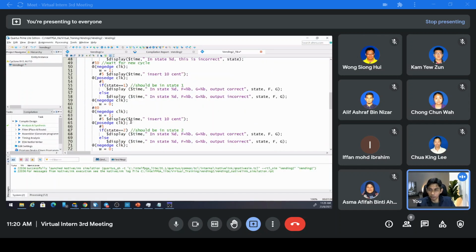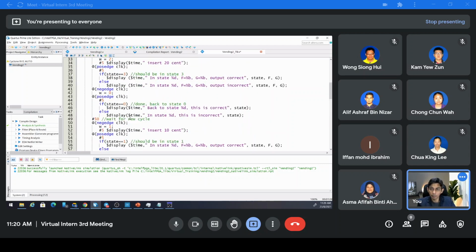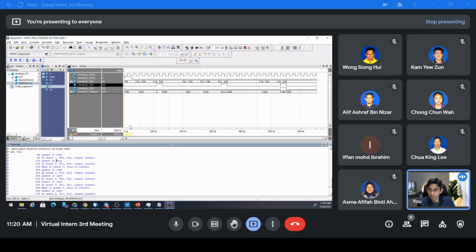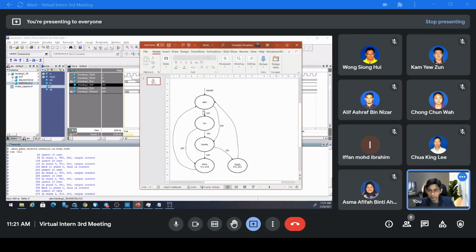So let's look at the others. I will not go through all of this, so you go back and study this. And let's look at the output, the simulation output. When you insert 10 cent, yes, you go to state 1, the output correct. So this will exactly refer to this. In state 1, F equal to 0, G equal to 0, so correct.